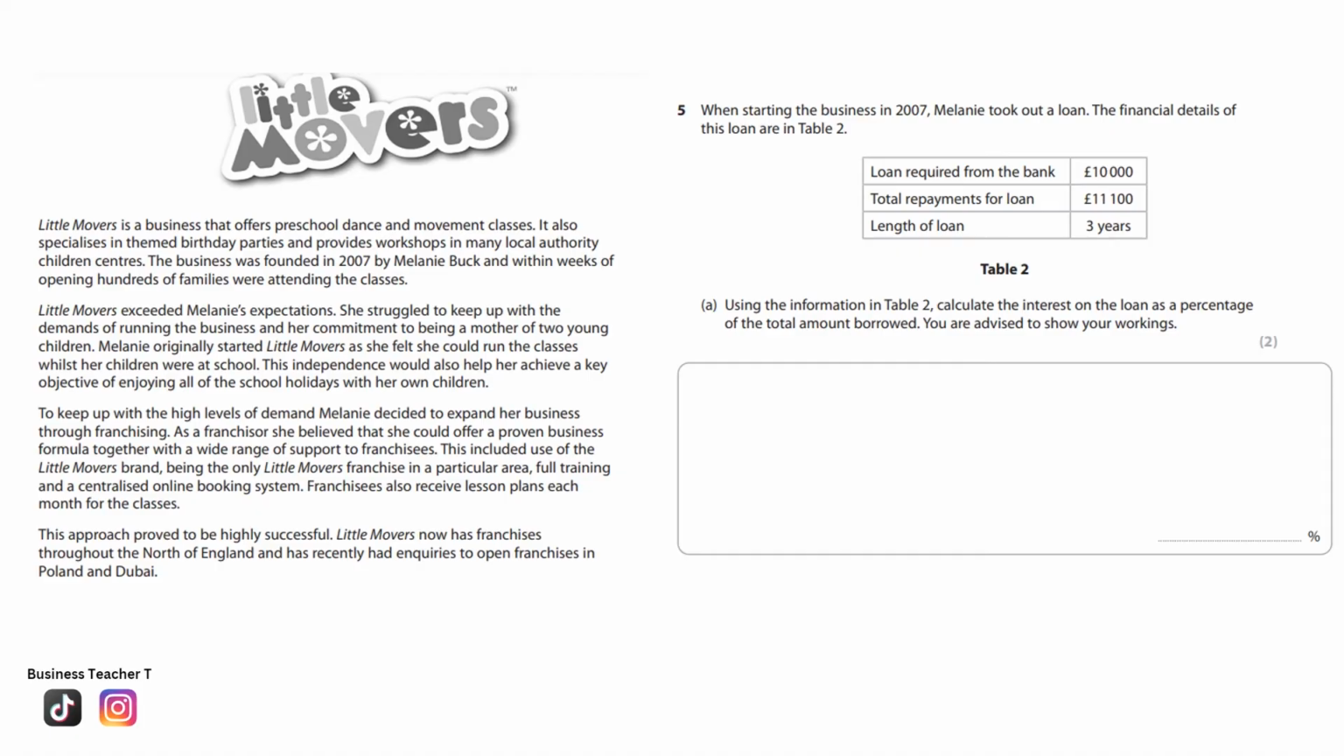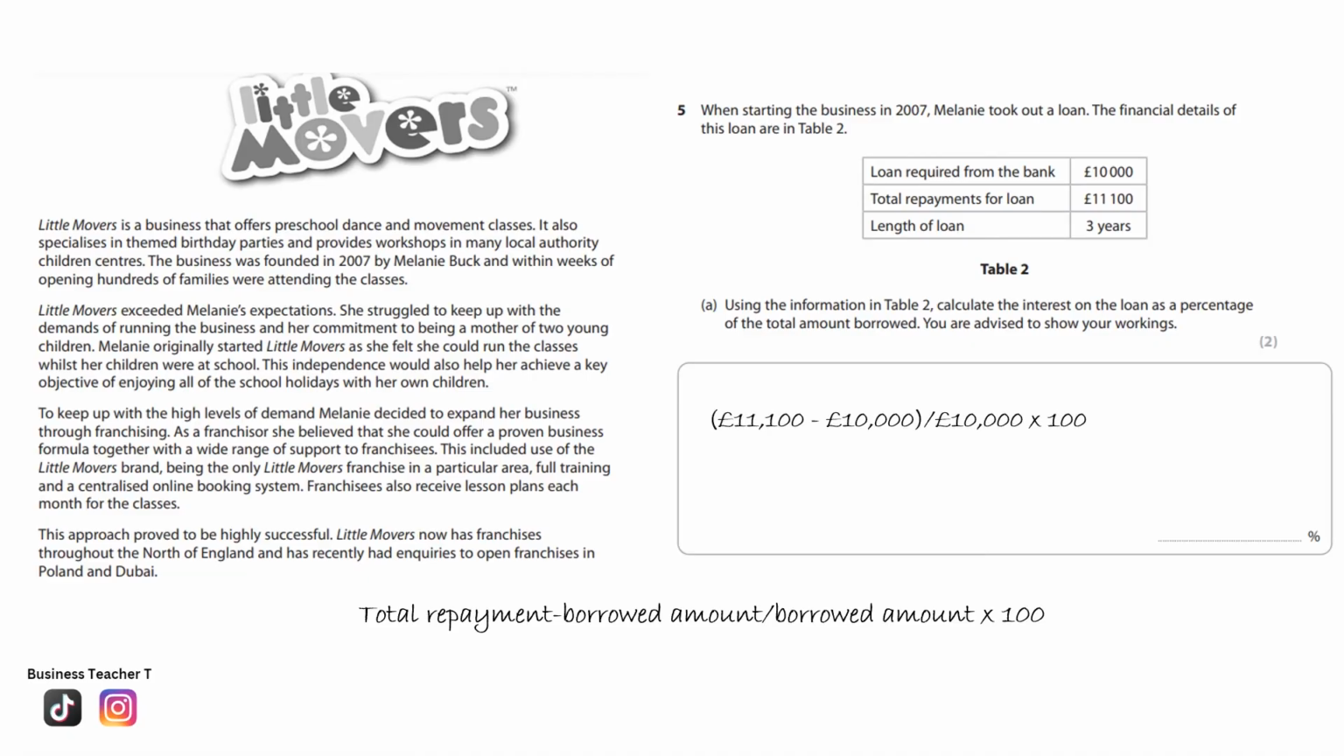So when we're calculating the interest of the loan, this is the formula we need to use. Total repayment minus borrowed amount divided by the borrowed amount times by 100. So you can pause the video and give this question a go. So the total repayment is £11,100 minus the borrowed amount, £10,000, divided by the borrowed amount, £10,000, and we multiply that by 100. That gives us an answer of 11%.